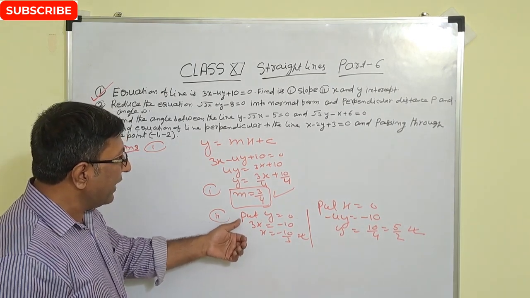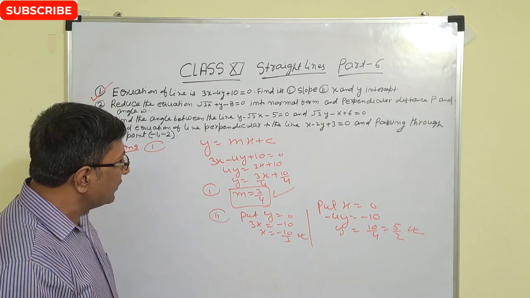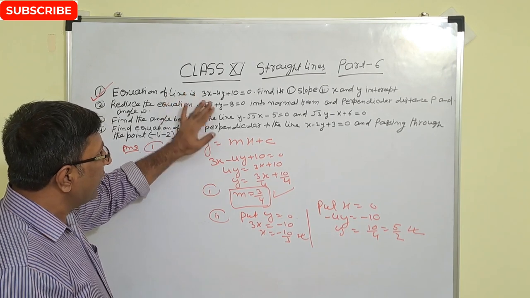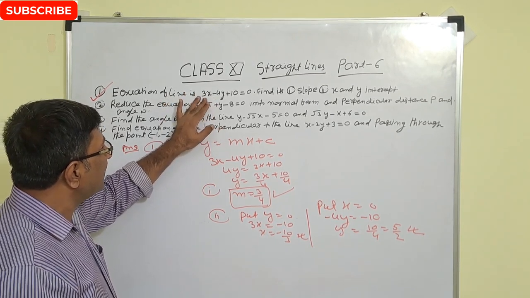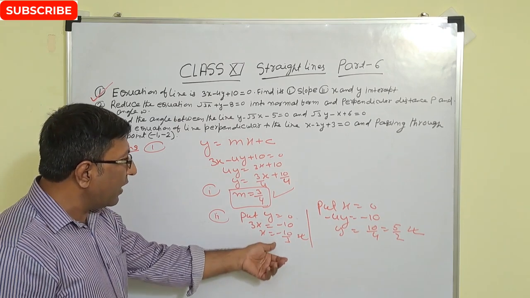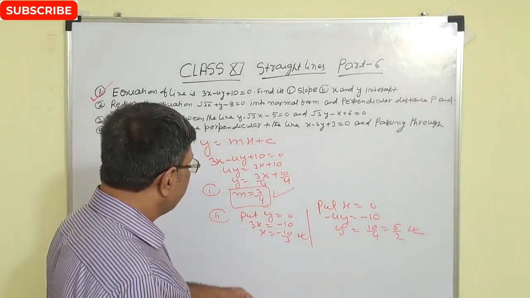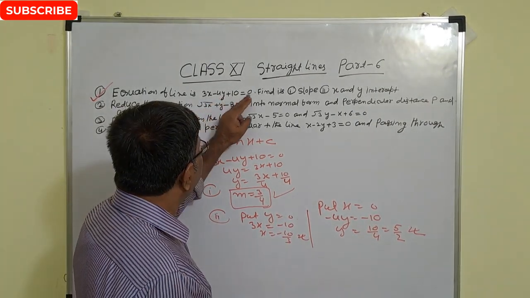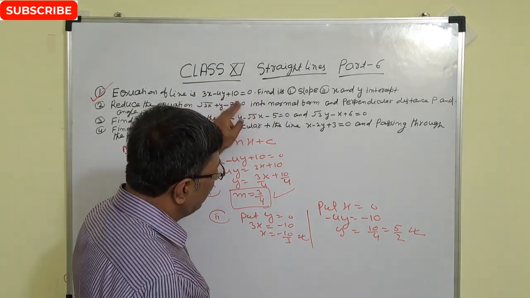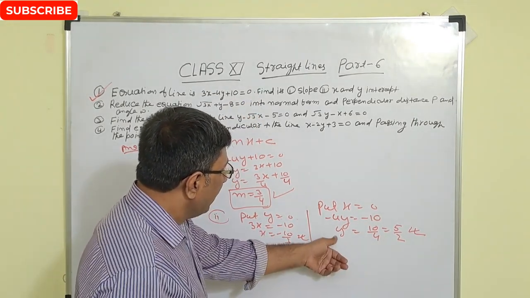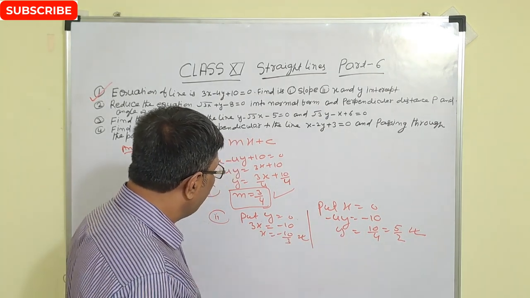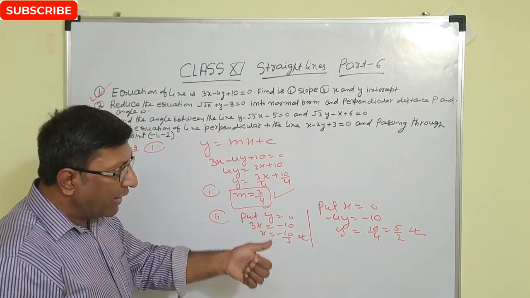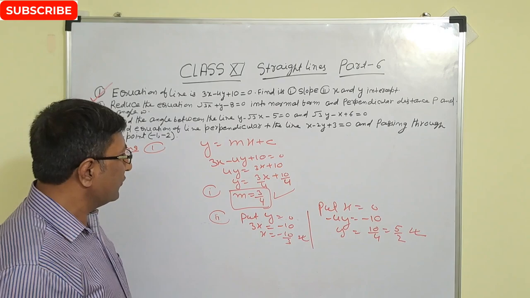Now we have to find the x intercept and y intercept. For the x intercept, put y equal to 0. So you will get 3x equal to minus 10, so x equal to minus 10 by 3. And when we put x equal to 0 in this equation, you will get minus 4y equal to minus 10, so y equal to 5 by 2. So in this way we can find the x intercept and y intercept, right? So this is the first question.